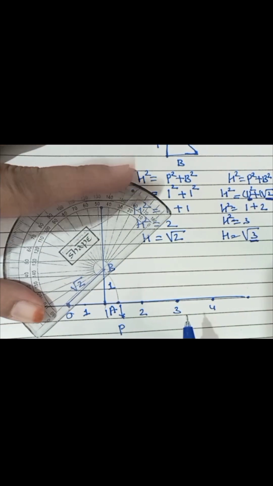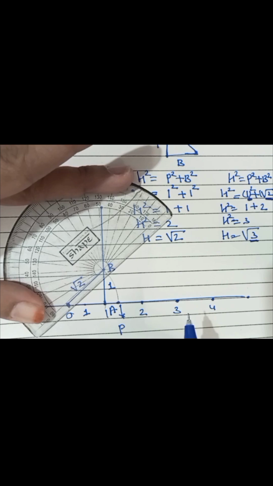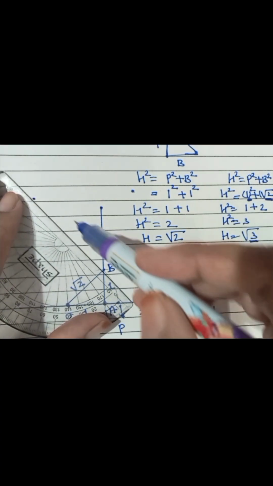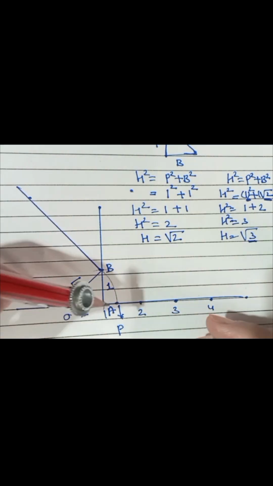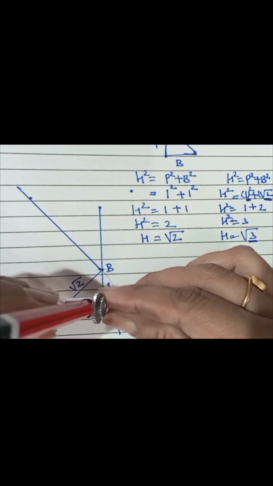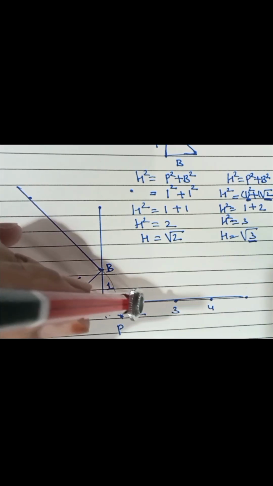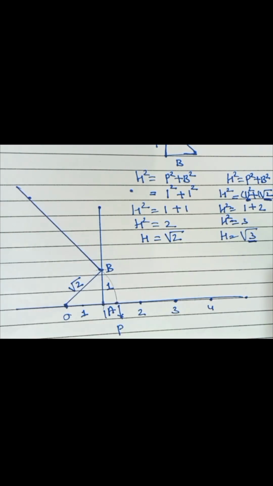Now we are drawing root 3 on the number line. So perpendicular, that means 90 degree. The 90 degree will be here. After this, join this 90 degree line. Now draw an arc of 1 unit. We measure 1 unit from the number line. This is 1 unit. So I will cut an arc of 1 unit.